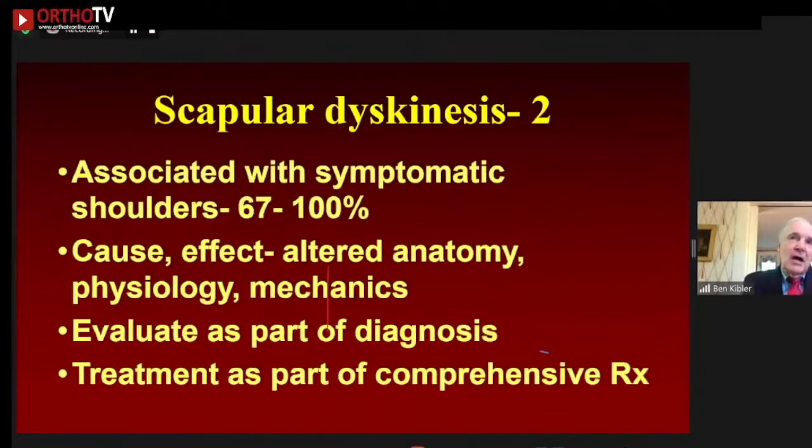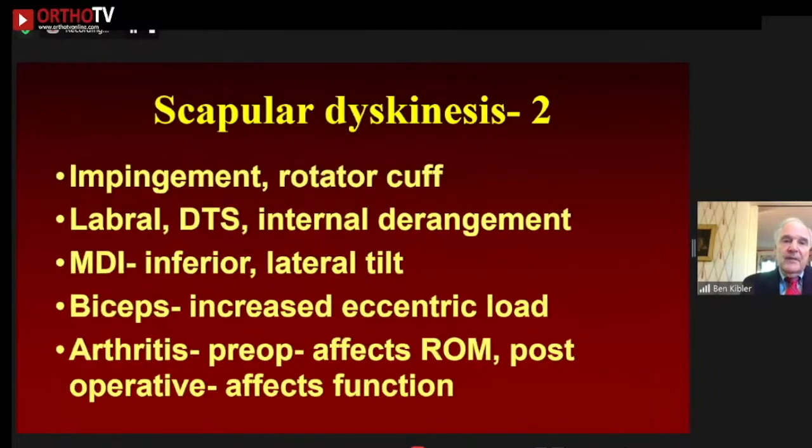The second is the most common, and that is associated with symptoms. 67 to 100% of patients with shoulder problems will demonstrate scapular dyskinesis if you evaluate it and look for it. Whether it is a cause or an effect, we don't know, because it's sometimes one, sometimes the other. But as part of the diagnosis, you need to evaluate for this. The old saying, you may not have seen it, but it has seen you, is very true in terms of scapular dyskinesis in shoulder injury.